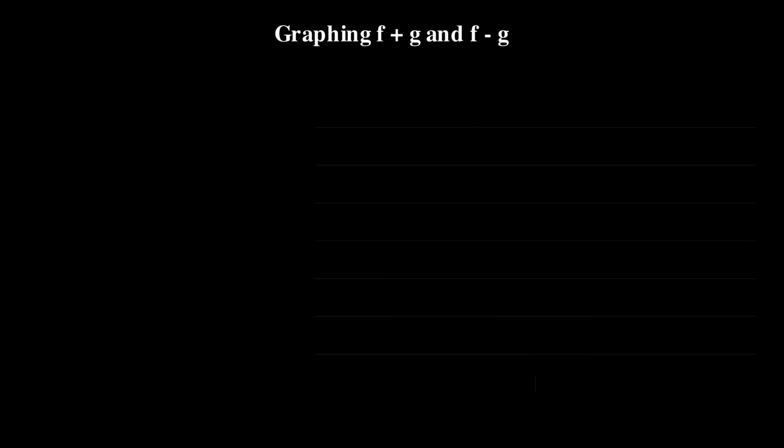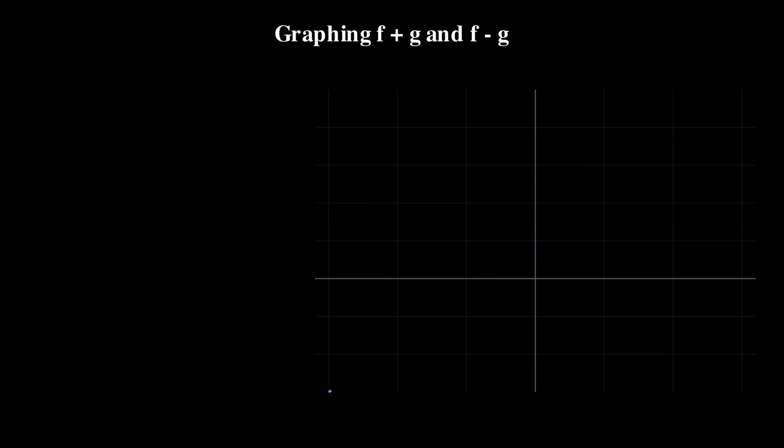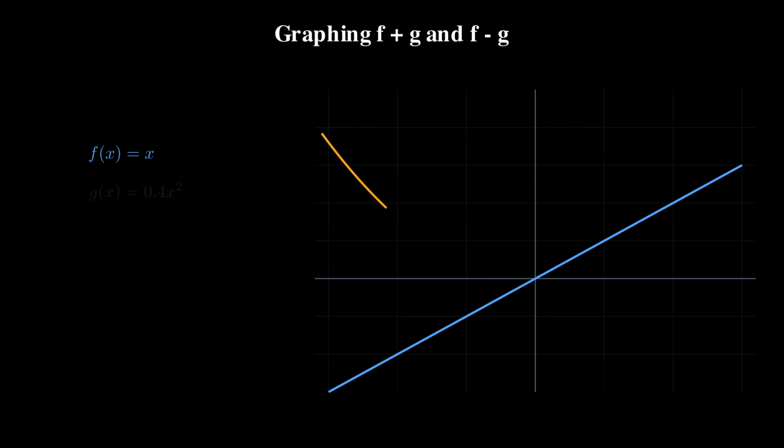Your syllabus asks you to graph not just functions, but their sums and differences. And technology makes this painless. The idea is simple and worth picturing. To graph f plus g, you add the two heights at every x value. Take f of x equals x, a line, and g of x equals 0.4x squared, a parabola. At any x, stack one height on top of the other.